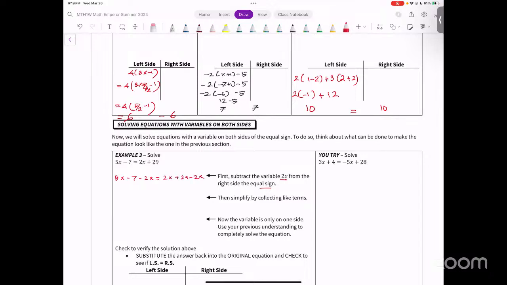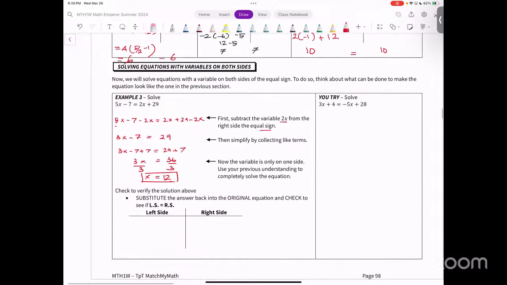Then simplify by collecting like terms. 5x minus 2x is 3x minus 7. 2x minus 2x is 0, equals 29. Now the variable is only on one side. Use the previous method to solve it. So it's a two-step equation. We're going to add 7 to both sides. 3x is equal to 36. So we're going to divide by 3 to find the answer for x. X is equal to 12. Makes sense? And then check your answer.